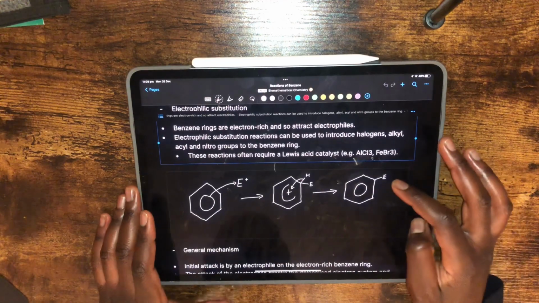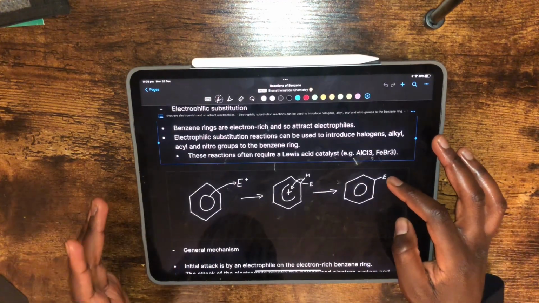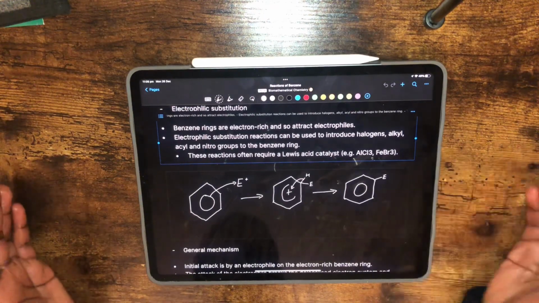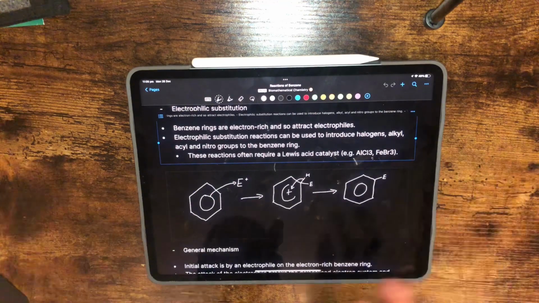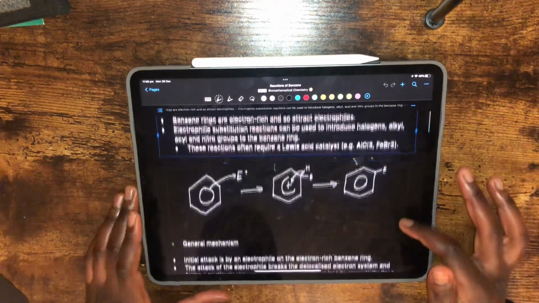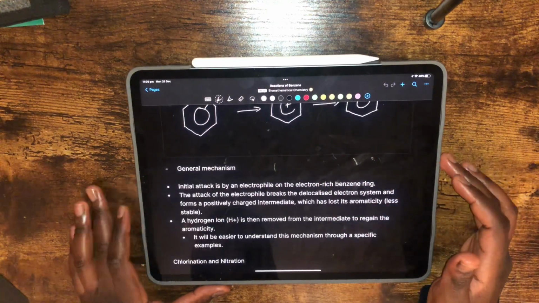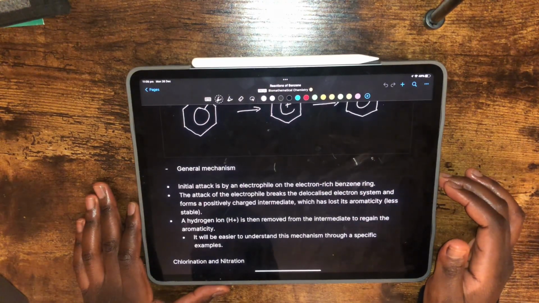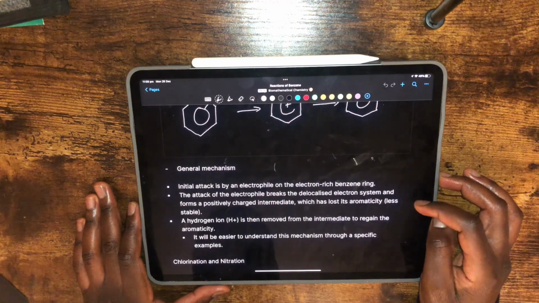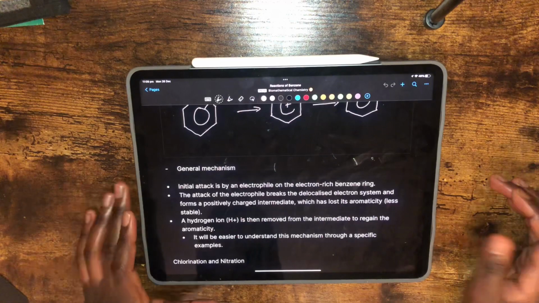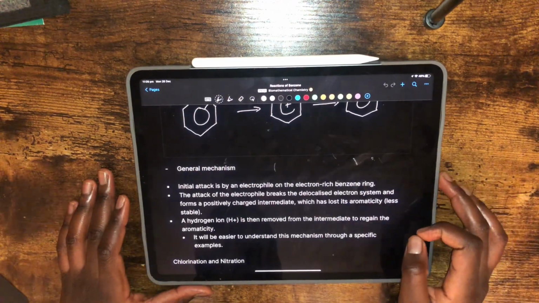This is pretty much how electrophilic substitution works. This could be nitration, chlorination, or Friedel-Crafts acylation, but this is just the general mechanism. So the initial attack is by the electrophile on the electron-dense benzene ring. The attack on the electrophile breaks the delocalized electron system and forms a positively charged intermediate, which has lost its aromaticity, which is less stable. A hydrogen ion, or H+ ion, or proton is then removed from the intermediate to regain the aromaticity.